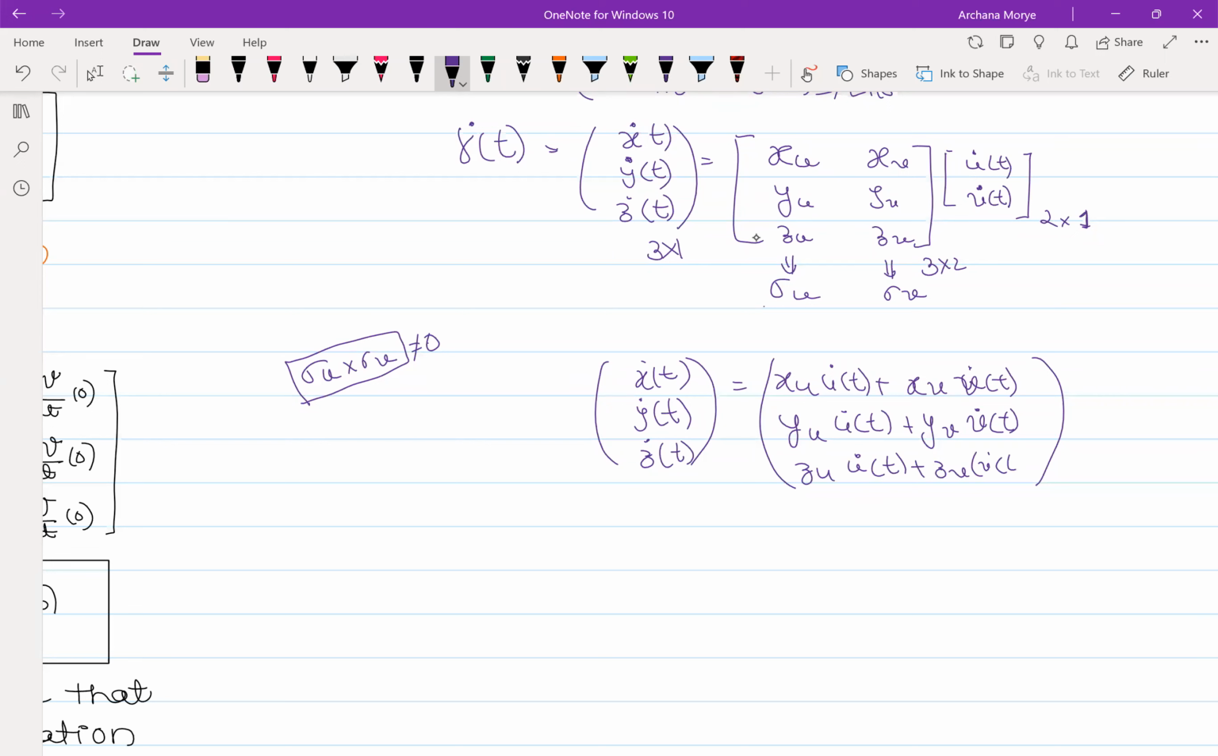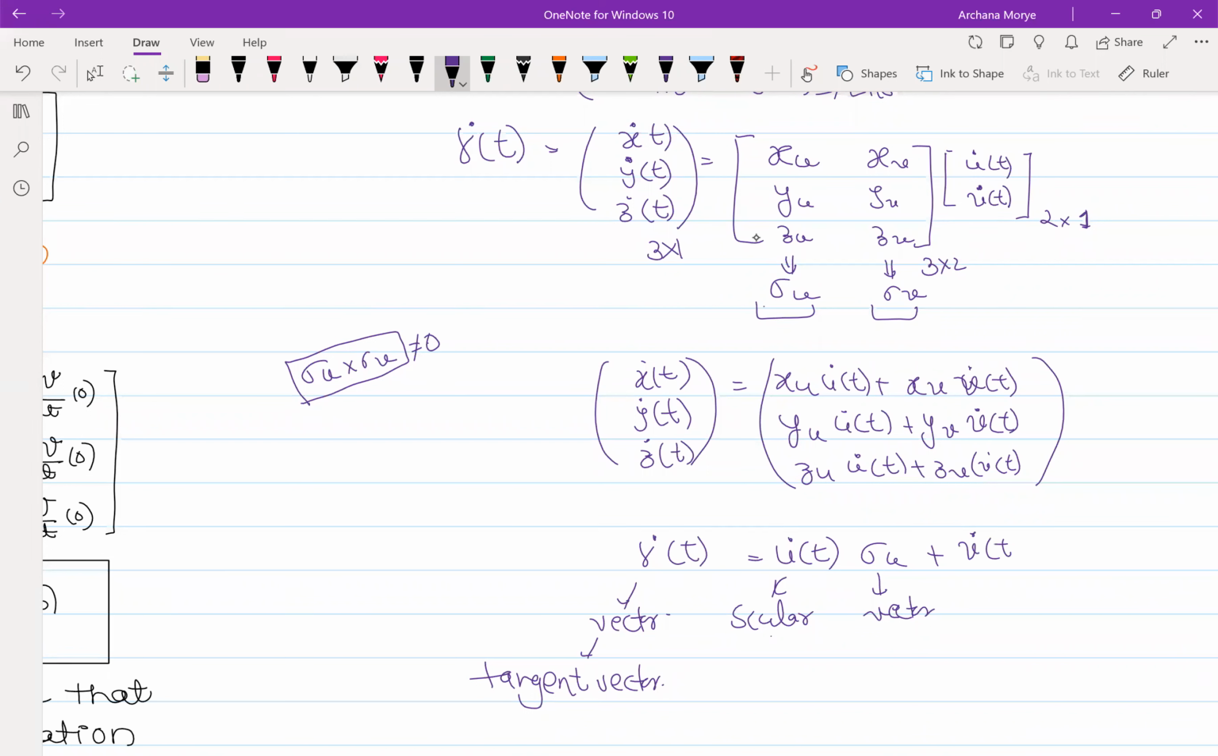Now suppose I want to write them in terms of sigma U and sigma V. This U dot of t is a scalar times sigma U, which is a vector. This gamma dot of t is a vector, a tangent vector, that is how we are defining it. So I got a scalar times sigma U plus V dot of t times sigma V, where again the scalar multiplies a vector. So this tangent vector is a linear combination of these two vectors. Do you agree with me?